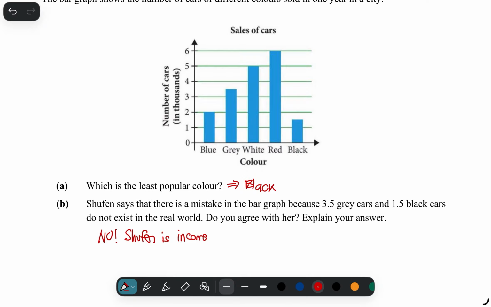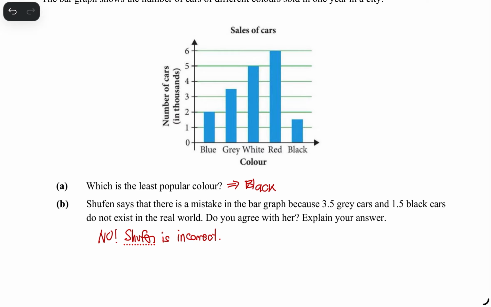But why is she incorrect? It goes back to this bar graph over here. You look at the axis here, right? This is the number of cars in thousands. So if I see 3.5 car, does it mean 3.5 in real life? No. It actually means 3.5 thousand.